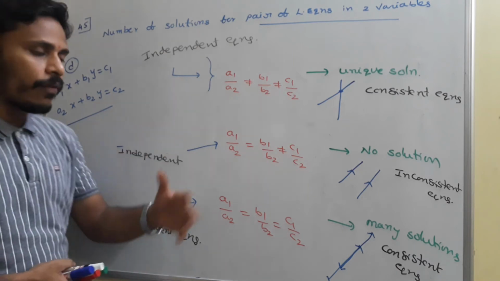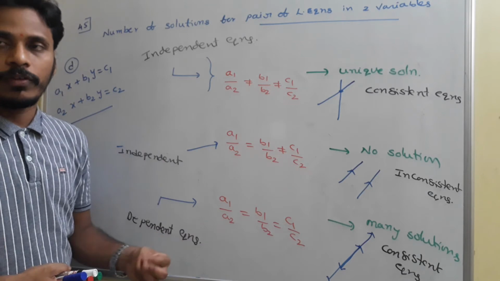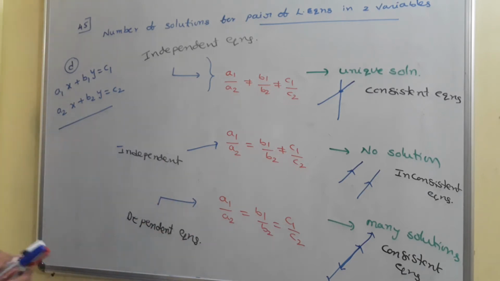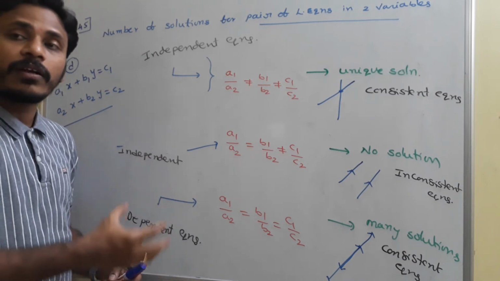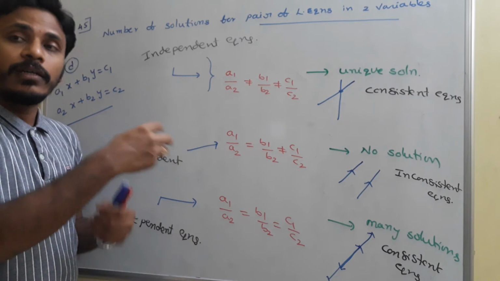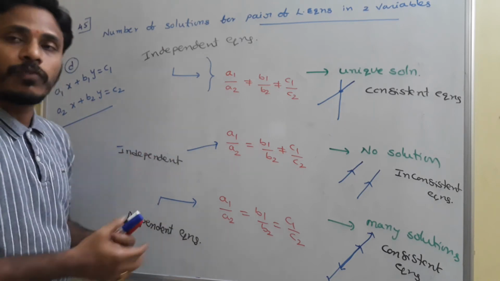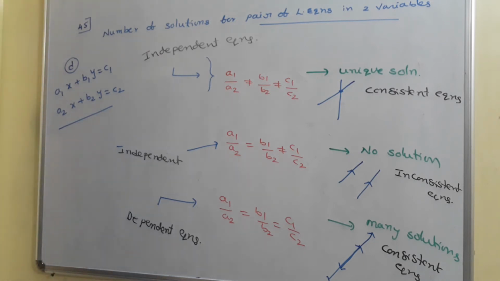Usually in previous years also, related to this, we are getting one or two questions from the previous papers. Just have a look. And now I am going to convert this idea into matrices. After converting this idea into matrices, we need to analyze the number of solutions for the pair of linear equations in three variables again. Just have a look.